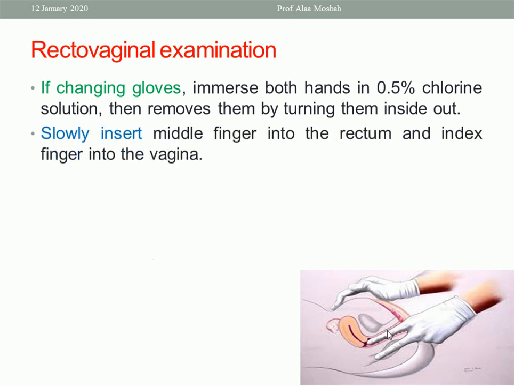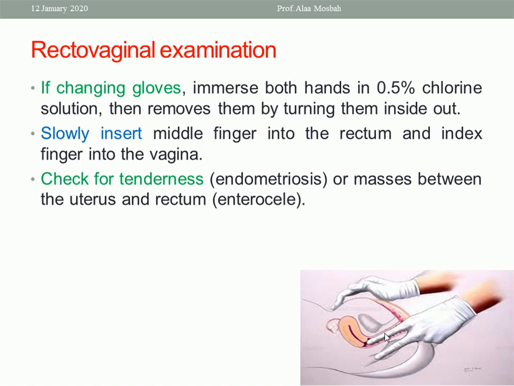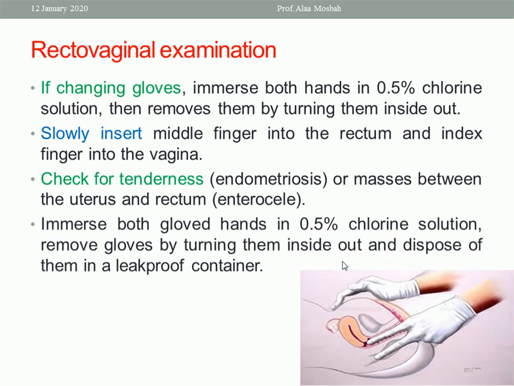Slowly insert the middle finger into the rectum and the index finger into the vagina. Check for tenderness, as in cases with endometriosis in the rectovaginal septum, or masses between the uterus and the rectum, as in enterocele. Immerse both gloved hands after examination in 0.5 chlorine solution. Remove gloves by turning them inside out and dispose of them in a leak-proof container.